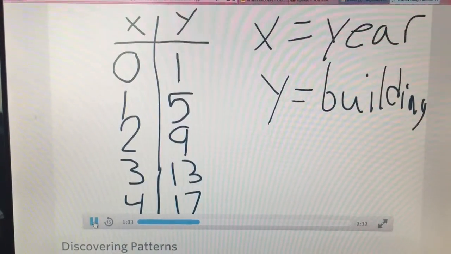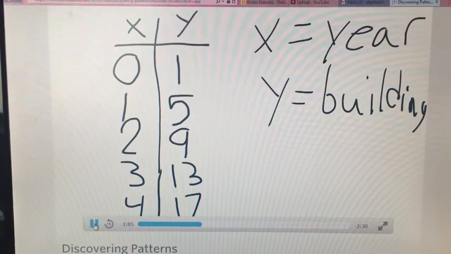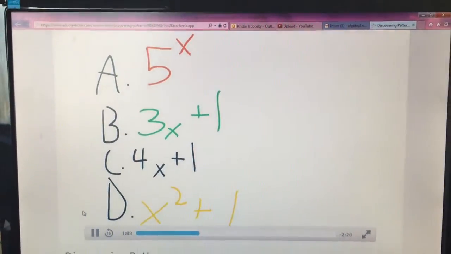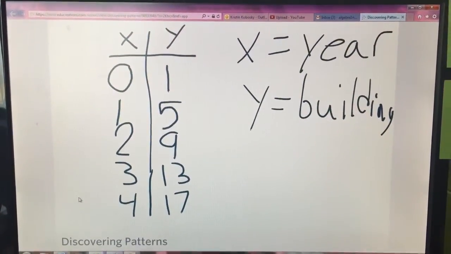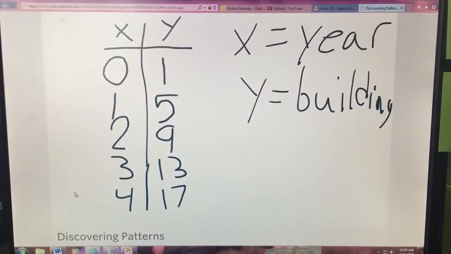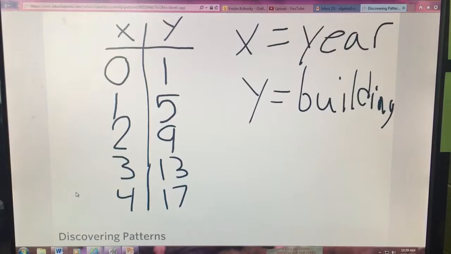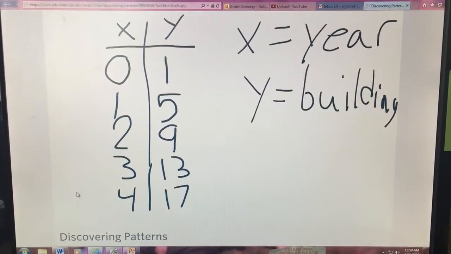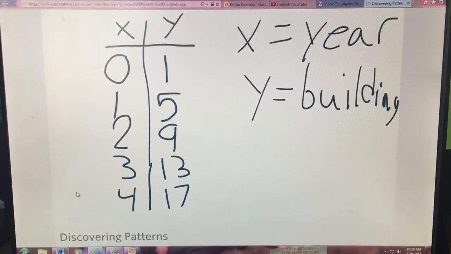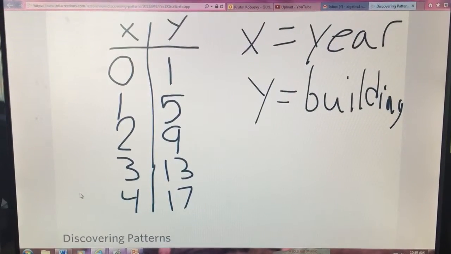Now we're going to look at the answer choices and test them on the table. So for A, we have 5 raised to the power of x. So x would be 0. So 5 raised to the power of 0 equals 1. So far this works. And then for the next one, 5 raised to the power of x. Well, x is 1. So 5 raised to the power of 1 is still 5.